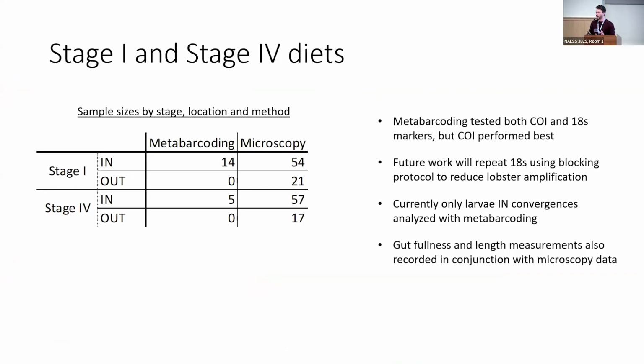For the metabarcoding data set, I used two different primer sets, COI and 18S. COI performed a lot better than the 18S. We're going to focus just on the COI is what I'm going to demonstrate today. In the future, we finally have funding that was meant to come through like a year ago, finally got green lit, and we have funding to do the 18S and redo it, but with a blocking protocol that I've had success with in the past, and potentially increase our sample size there as well. So forthcoming. And then alongside the microscopy, we also looked at the gut fullness of the larvae and also the length of the larvae.